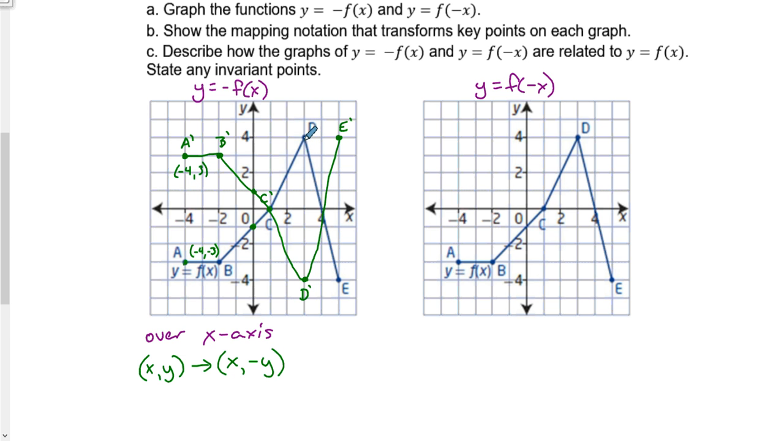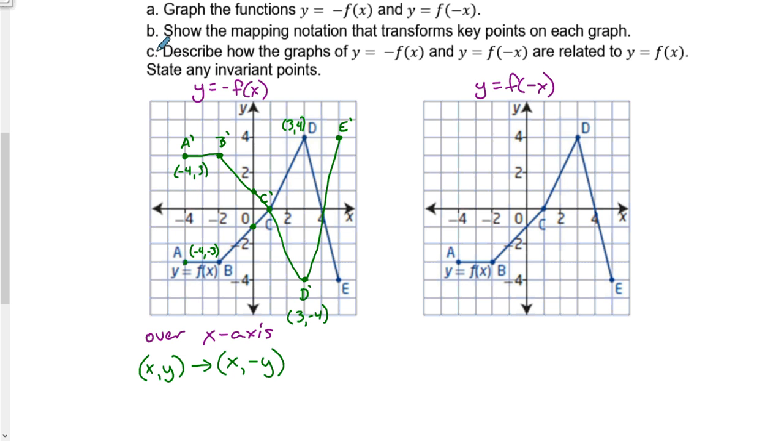Just like if I looked at the point D here, which is 3, 4, when it gets reflected over the x-axis, it's a point 3, -4. If we put a negative in front of this -3, it becomes +3. We put a negative in front of the 4, it becomes -4.